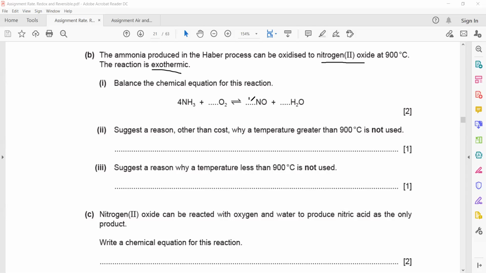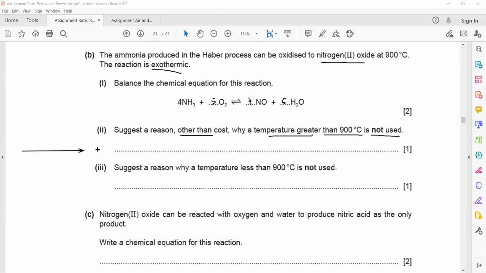So nitrogen, we put 4, and 4 multiplied by 3 is 12. So we put 6. And then for oxygen, total 4 plus 6, 10 are there. So we put 5. Now, suggest a reason other than the cost why a temperature greater than 900 is not used.